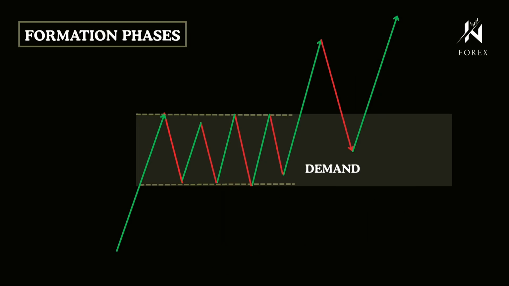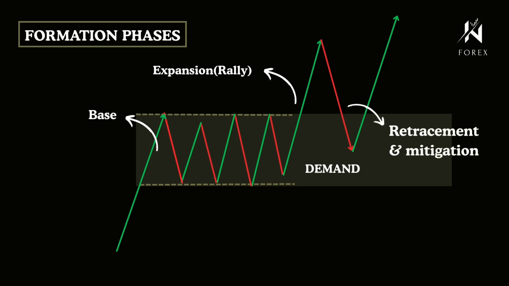All of these market processes unfold in 4 distinct phases. The base, where price consolidates and builds momentum. The expansion, marked by a sharp rally or drop due to imbalance. Retracement and mitigation, where price revisits the base to fill unexecuted orders. The continuation, the final phase where the trend resumes with strength. As traders, our primary focus should always be on the continuation phase. That's where we aim to enter the market, aligned with institutional flow and the prevailing trend.